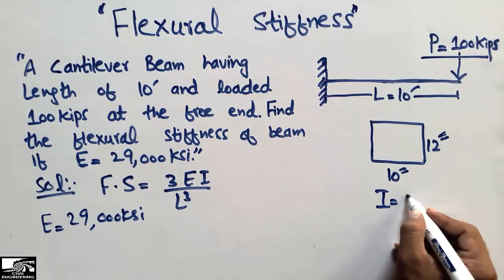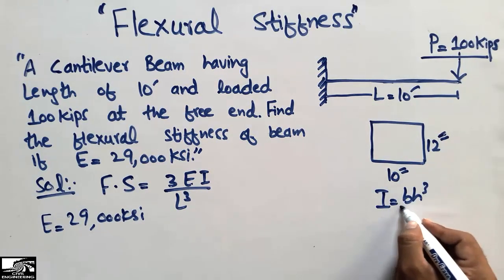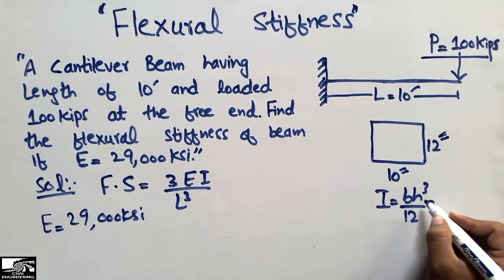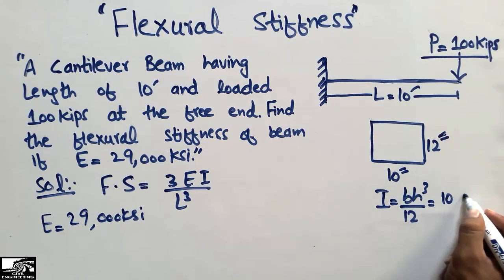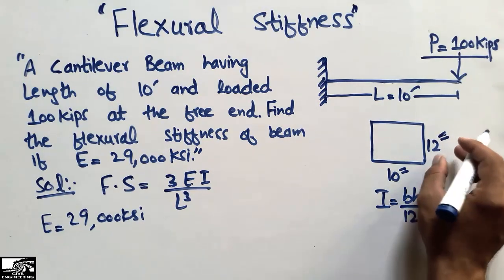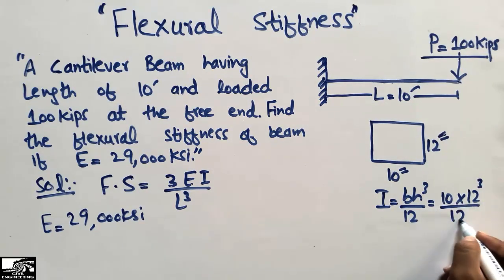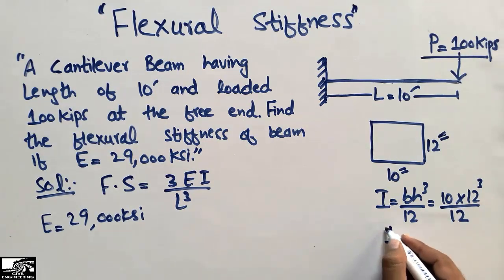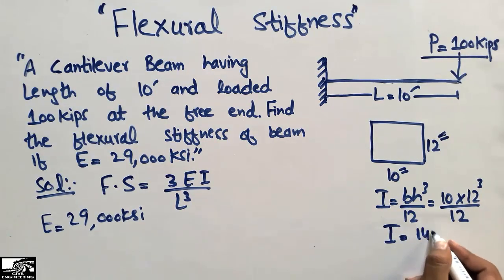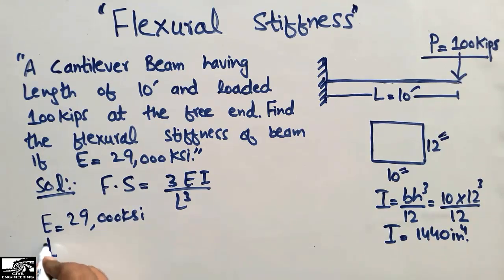So moment of inertia of this rectangular beam can be found out by this formula, BH cubed by 12, where B is the 10 inches and height or depth of this beam is 12 inches. So 10 into 12 cube divided by 12. By calculating, I get my value of moment of inertia comes out to be 1440 inch power 4, right? So this is the moment of inertia. I can write it here.